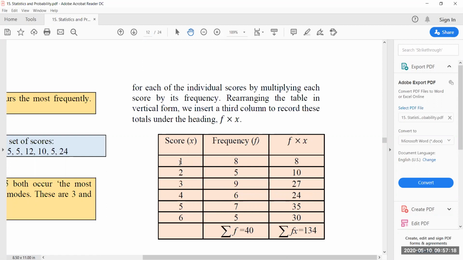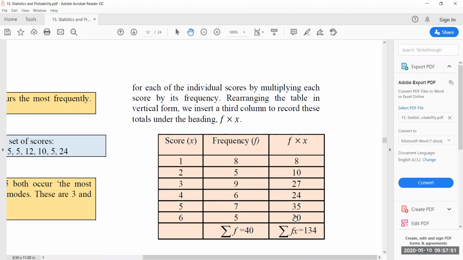So 1 by 8 we get 8, 2 by 5 is 10, 3 by 9 is 27, 4 by 6 is 24, 5 by 7 is 35, and 6 by 5 is 30. So the total sum of f of x is 134. And of course, the mean is that divided by 40. Any questions so far?